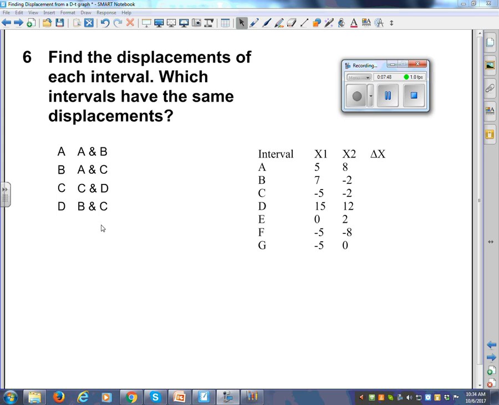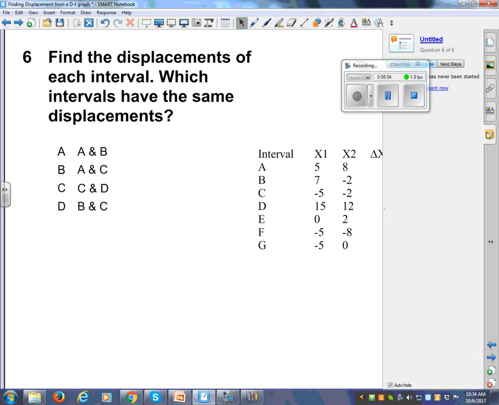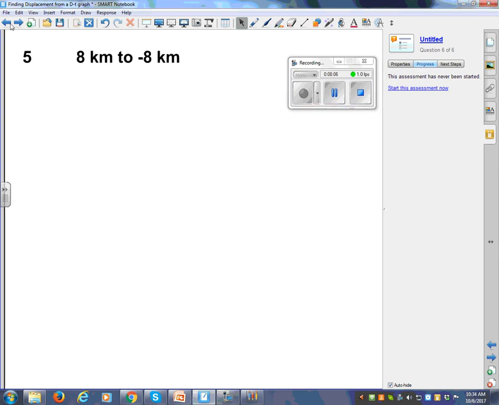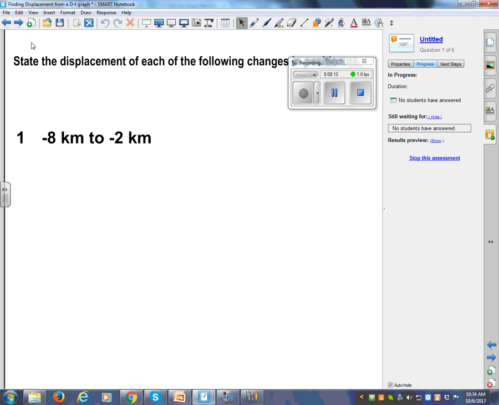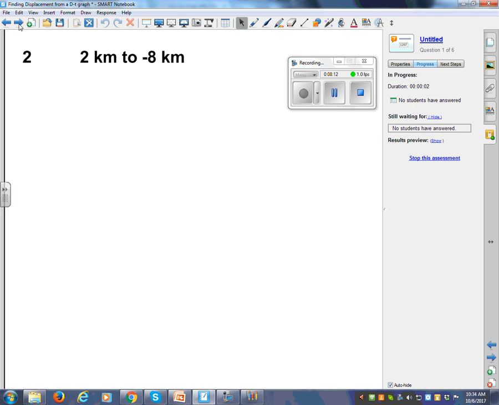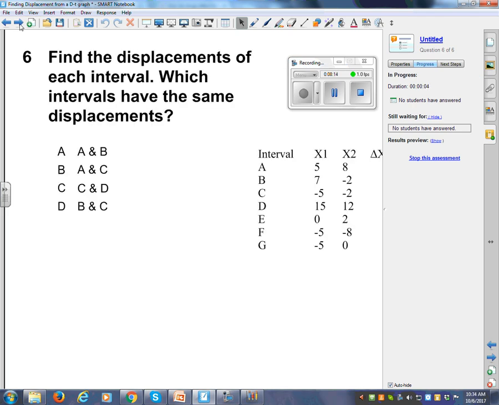I'm going to give you a few minutes while I do attendance for your class. And then we're going to check these. And then we're going to go into position time graphs. So they're on the back side here. The first 5 are there. Number 6 is on the screen. You're going to need it. I'm just going to leave number 6 up there while I do my attendance.